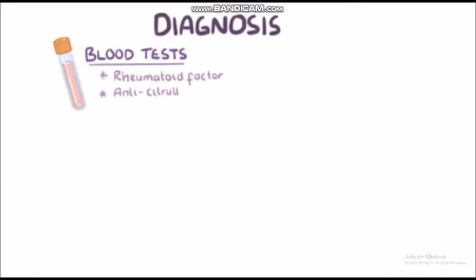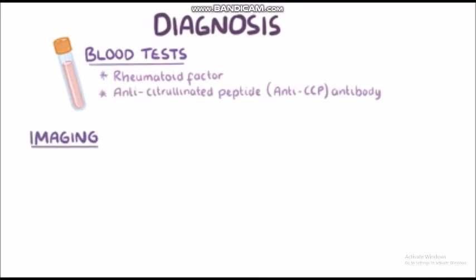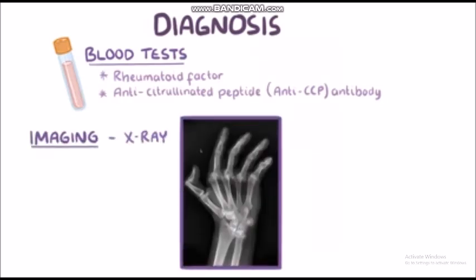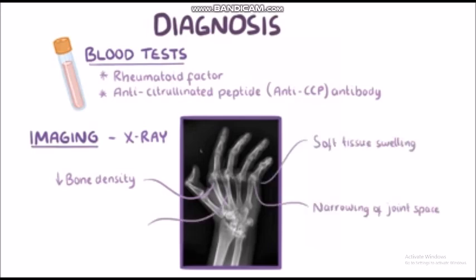And anti-citrullinated peptide antibody. Additionally, imaging studies, such as X-ray, usually reveal decreased bone density around the affected joints, soft tissue swelling, narrowing of the joint space, and bony erosions.